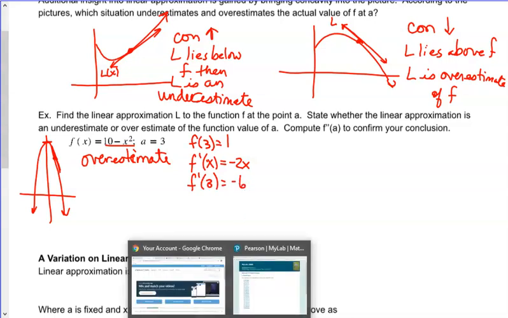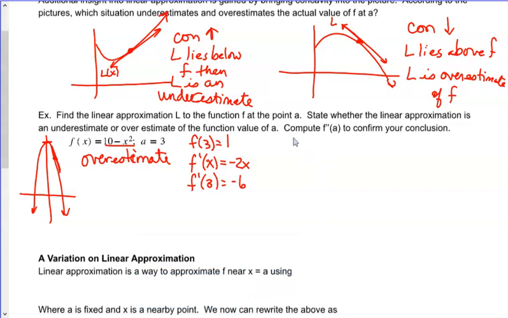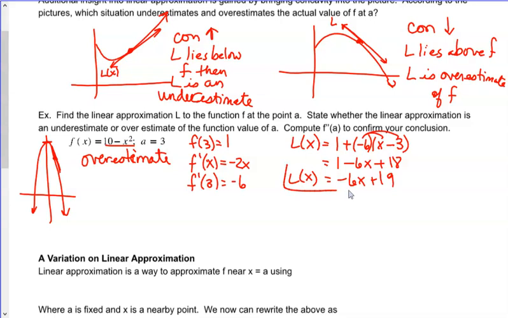And so, writing my linear approximation L of x, I need my function value plus the derivative, which is a negative, so plus a minus 6 times x minus the a value, which is 3. And when I distribute the negative 6, we get minus 6x plus 18. Therefore, we get minus 6x plus 19 as our L of x. That's our linear approximation, so make sure you're able to do that.